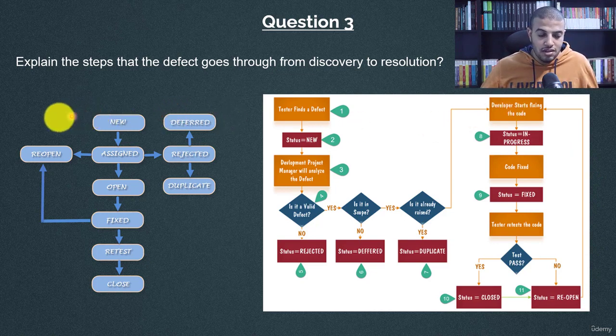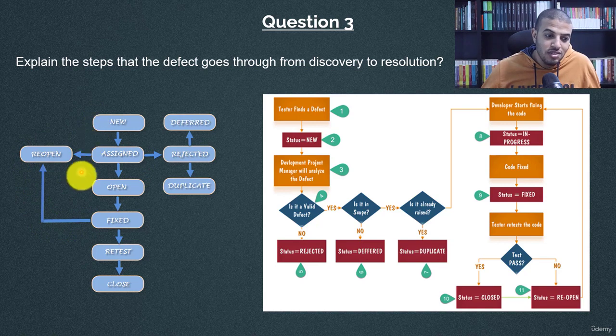This is another illustration here, but it is the same. We have new, then assigned, then open, fixed, retested, and closed. When I assign it to the developer, he might reject it. Why would he reject it? Because it is deferred or duplicate. And also, when the defect is fixed, we can say after retesting that it is not fixed, and then we begin to reopen the defect.